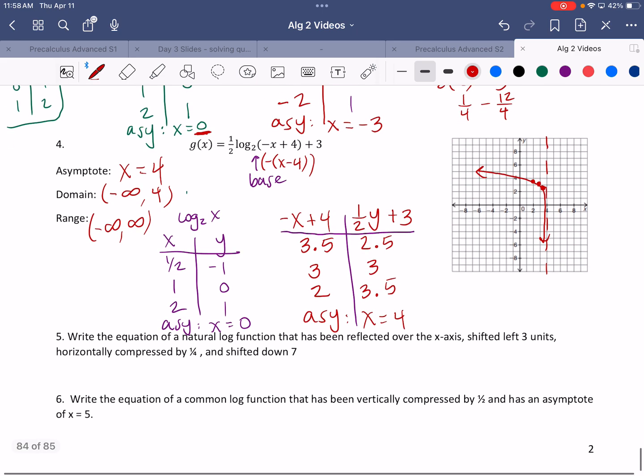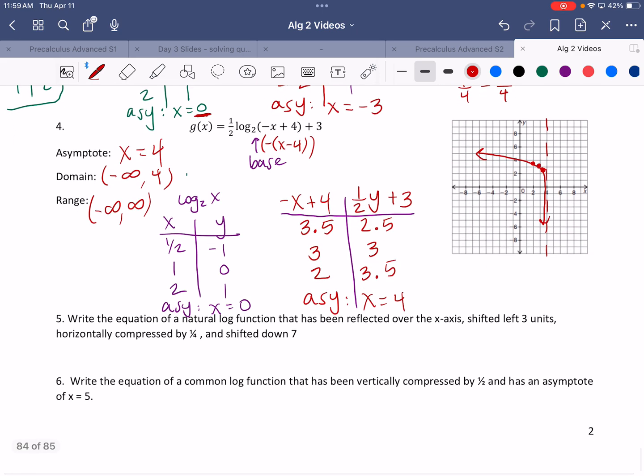Okay, y'all, last two questions we're going to do are writing equations. Write the equation of a natural log function that has been reflected over the x-axis, shifted left 3 units, horizontally compressed by 1/4, and shifted down 7. This is not one of those funky questions where we have to draw the graph and do the changes in the order it says. We're going to make sure that our final equation would have these 4 changes from the parent function. Just the normal way of doing this problem.